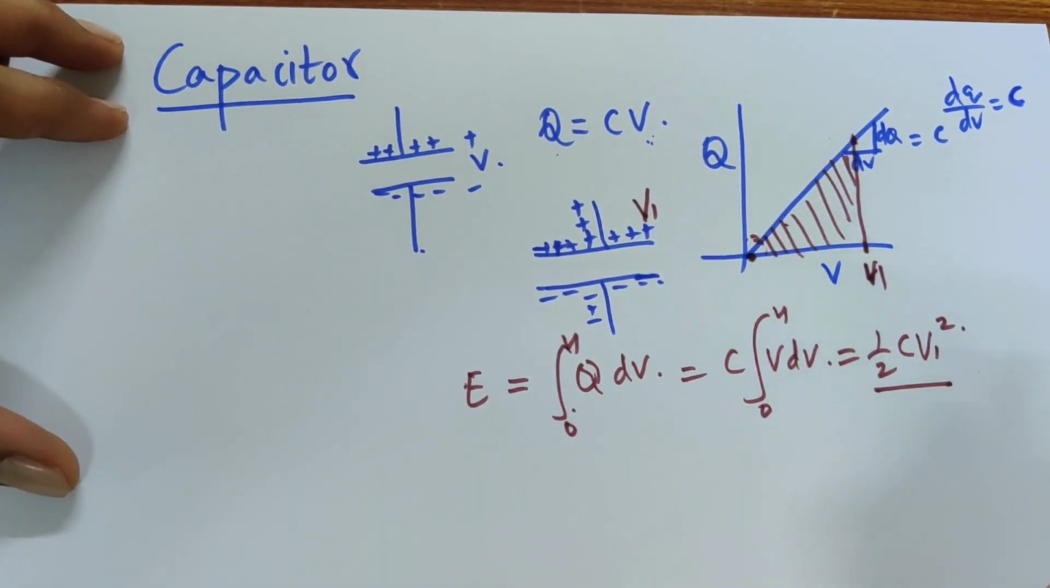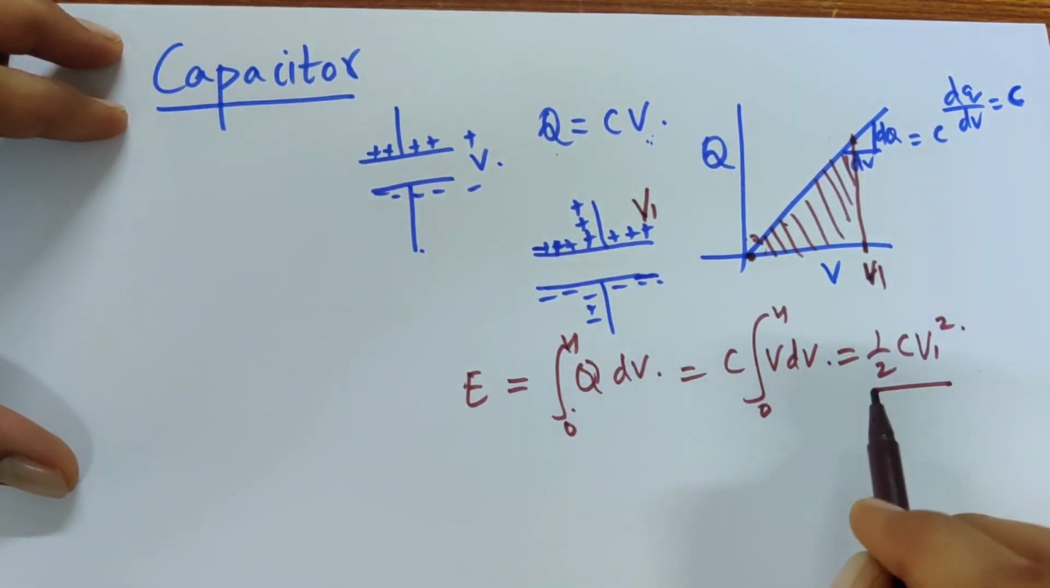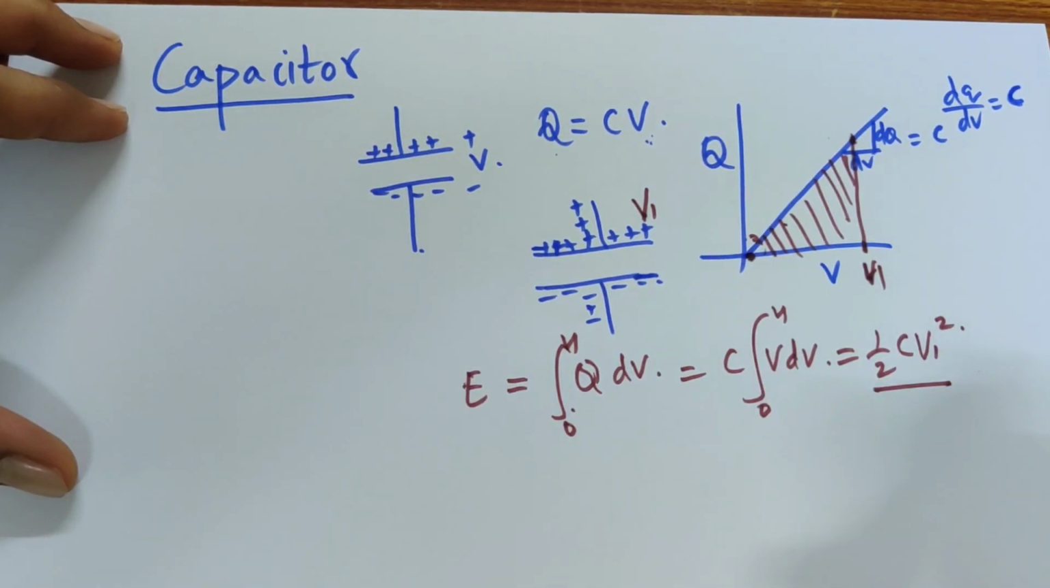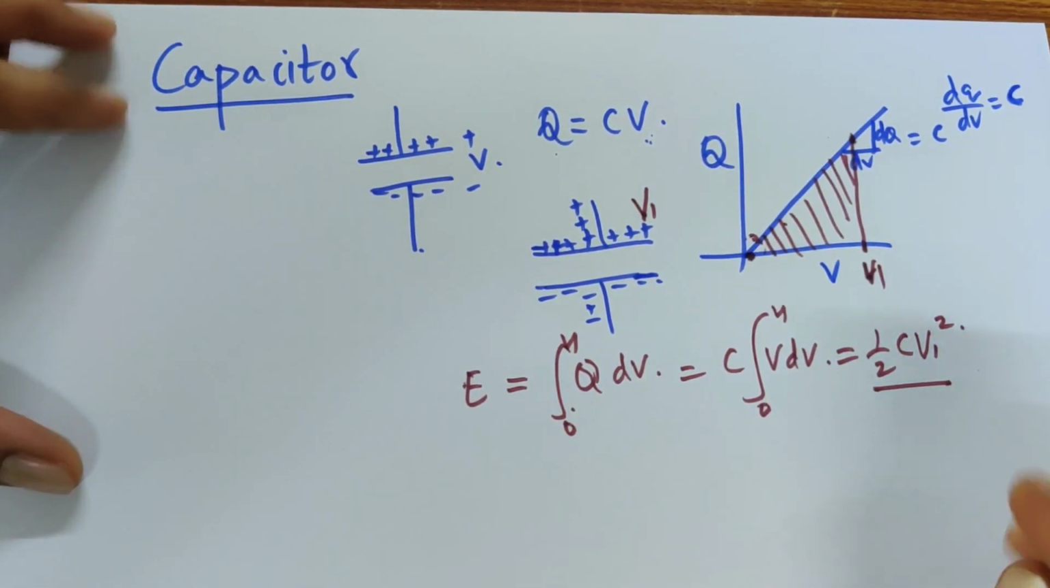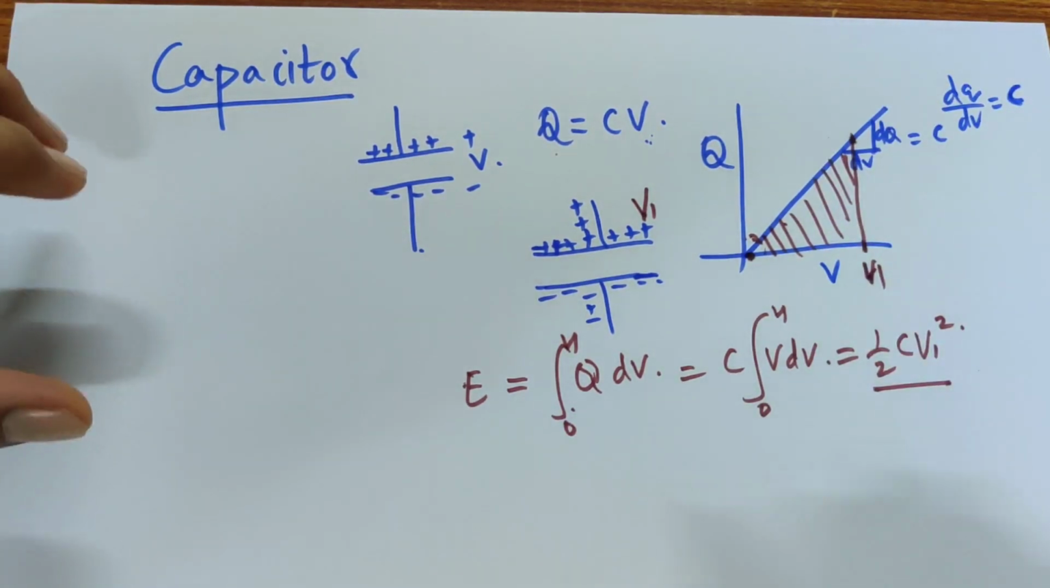It's not the voltage of a capacitor, that's V. The energy of the capacitor is half CV squared. So that's as far as the energy is concerned.